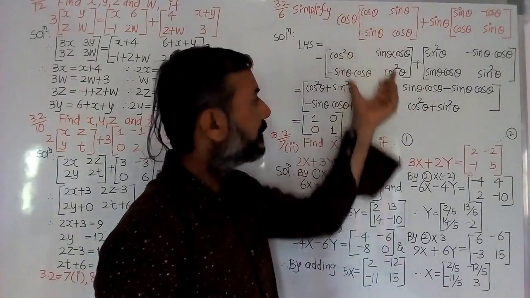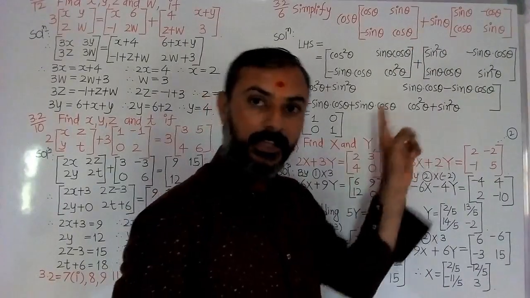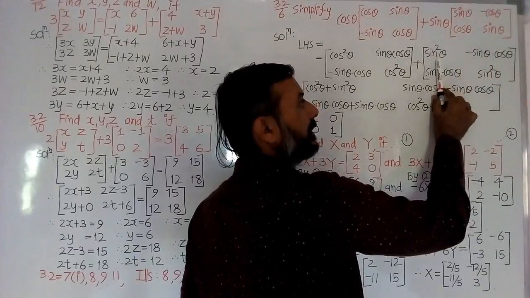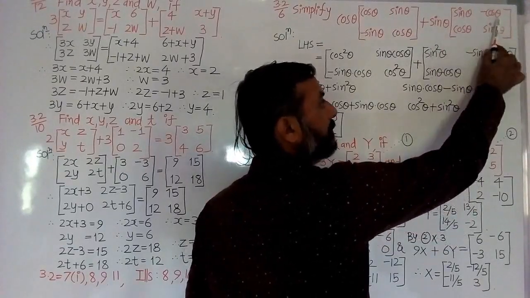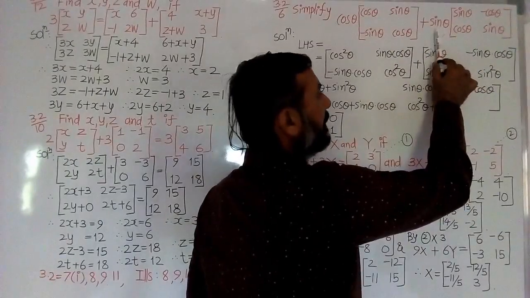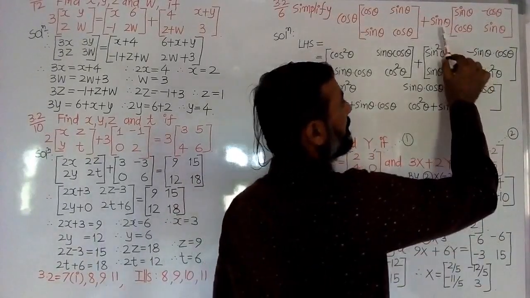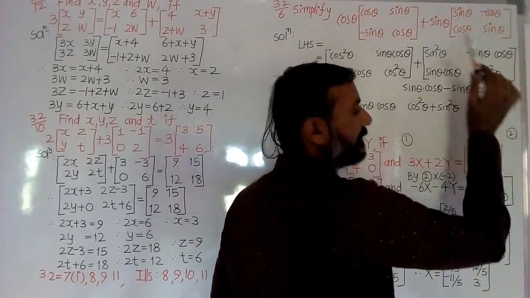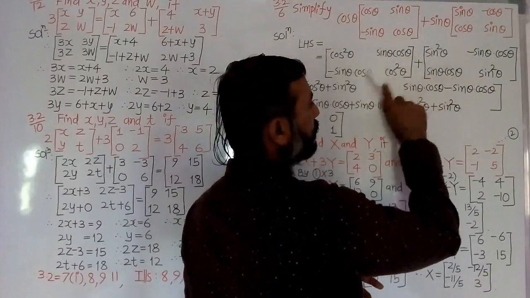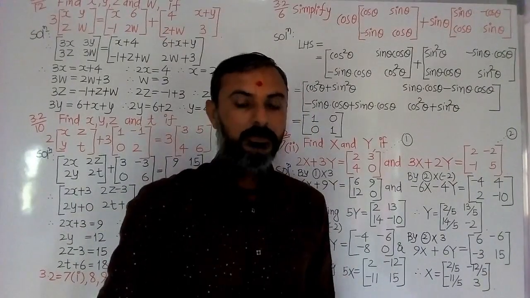This is the first multiplication. Plus, then sin theta multiplied with the second matrix. So sin theta into sin theta is sin square theta. Sin theta into minus cos theta is minus sin theta cos theta. Sin theta into cos theta is sin theta cos theta. Then sin theta into sin theta is sin square theta. Clear? Okay.